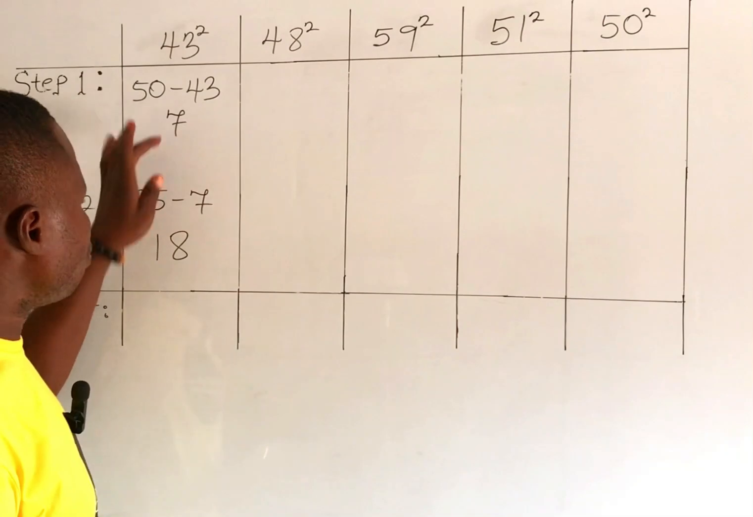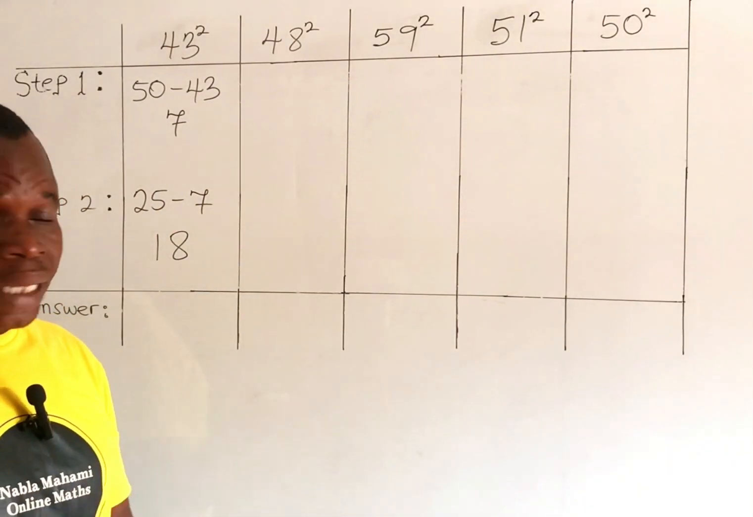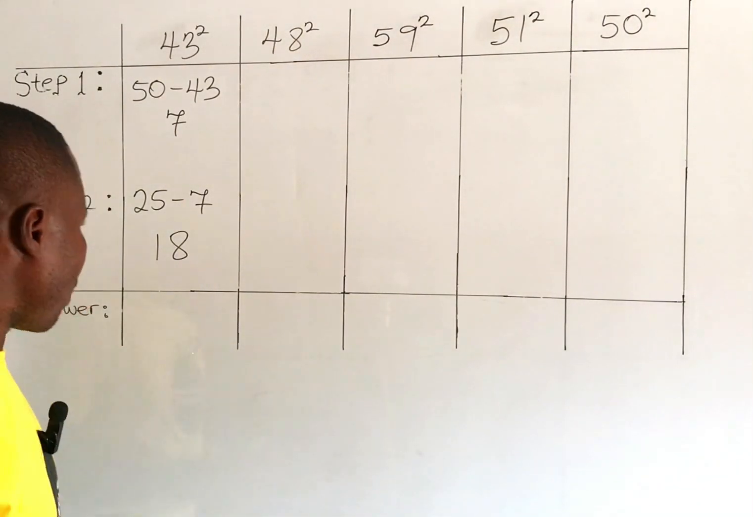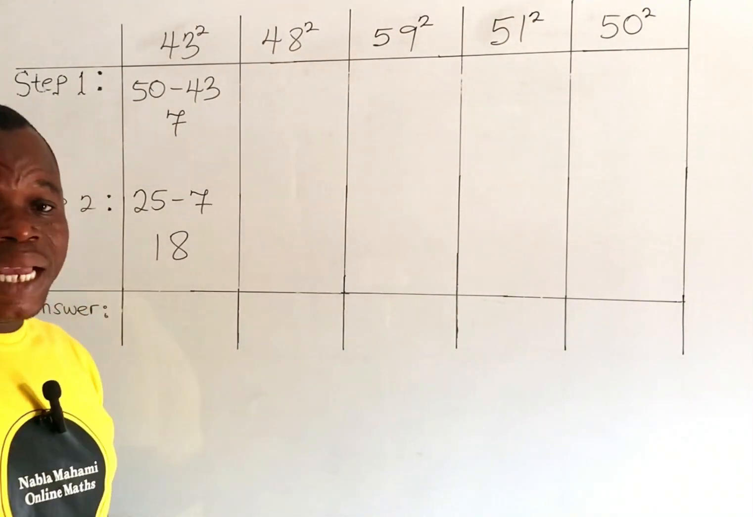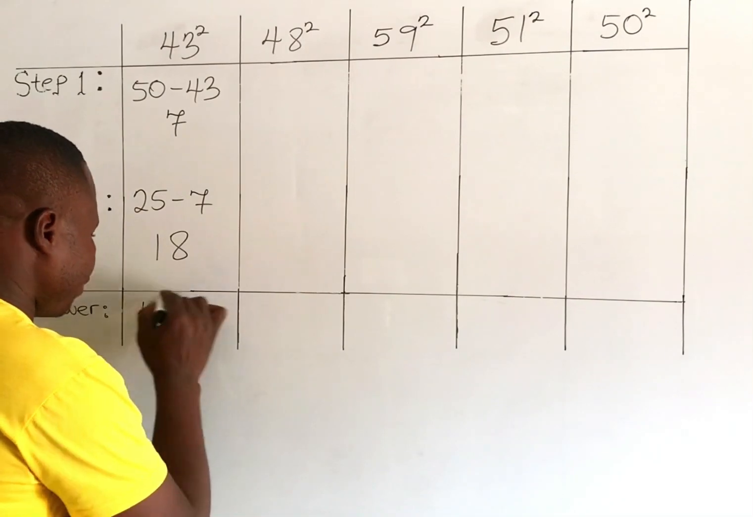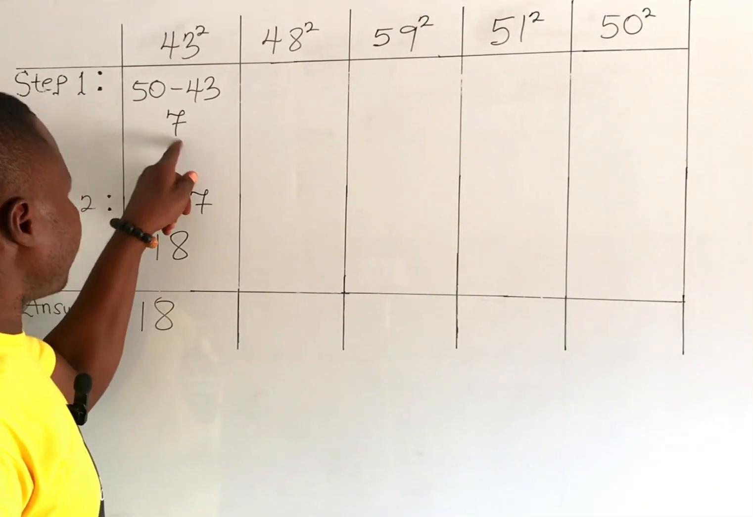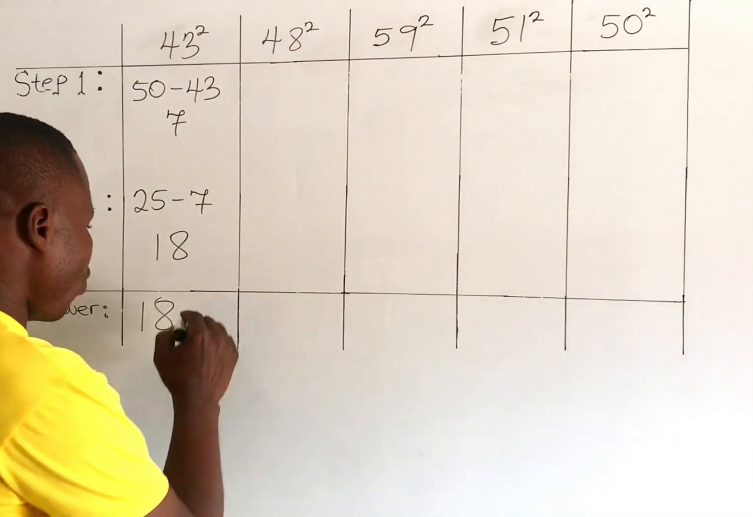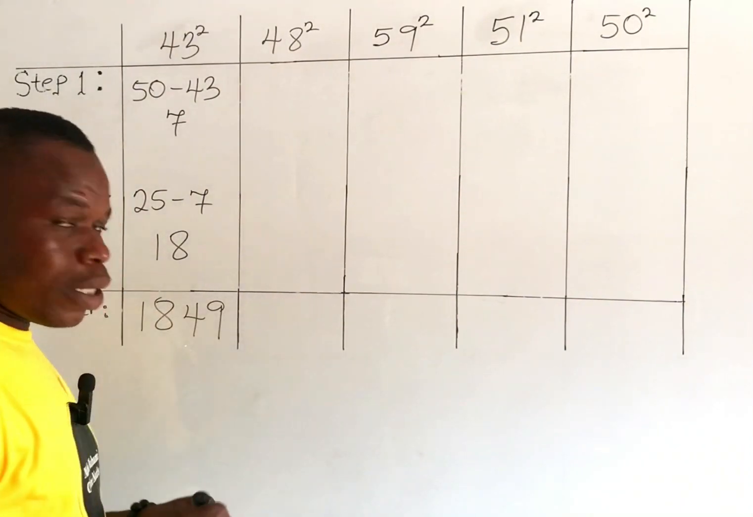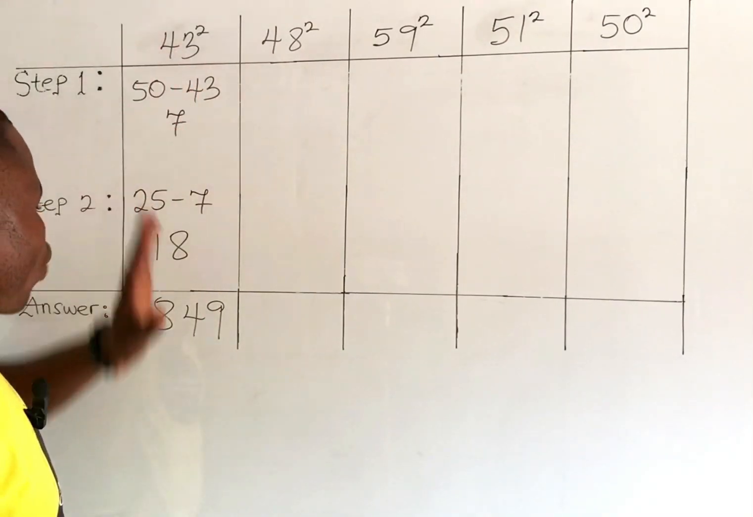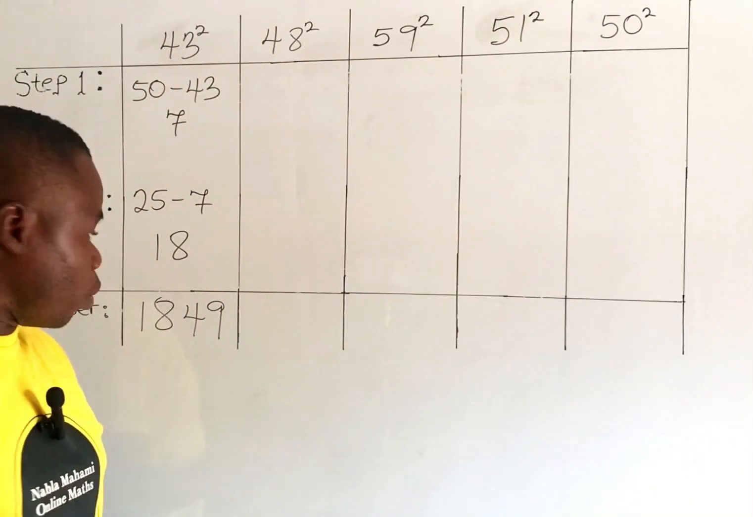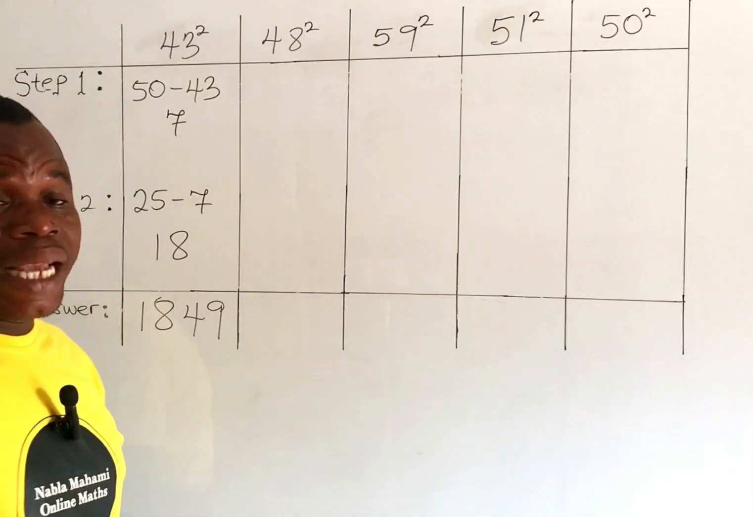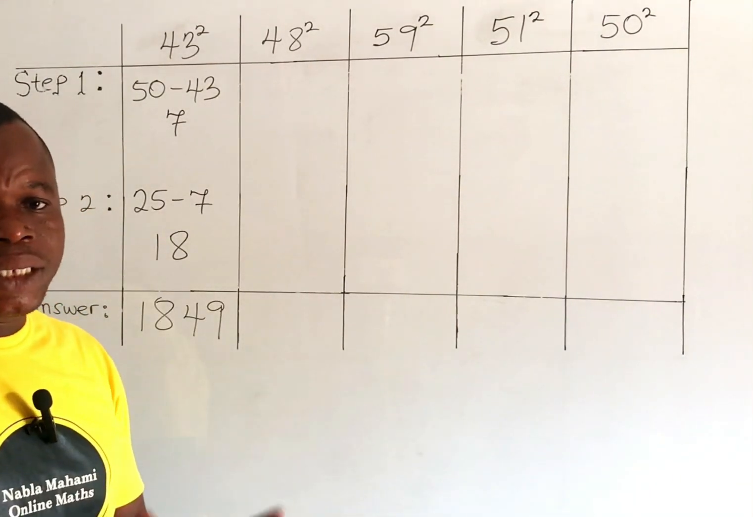So we'll now use these two results to determine our answer for 43 squared. And look at how you present your answer. You write the result of the second step, that is 18, and square the result of the first step. That means 7 times 7, or 7 squared, and that will be 49. And this means that 43 squared is 1,849.